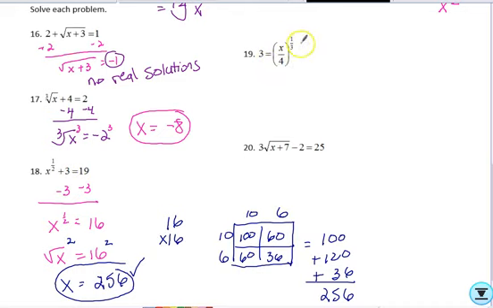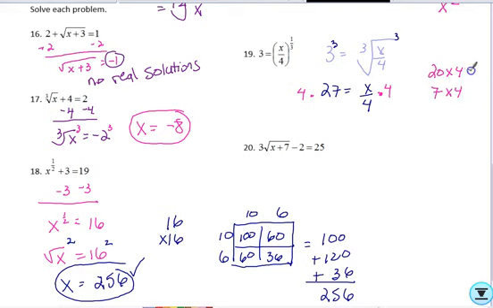19, to undo this cube root, or if you'd rather see your equation this way, you can. We're going to cube both sides. 3 to the third is 27. Isolate the x. All right, 27 times 4. 20 times 4. It's 80. 28. 108. I don't have to check cube roots because the domain is all real numbers.